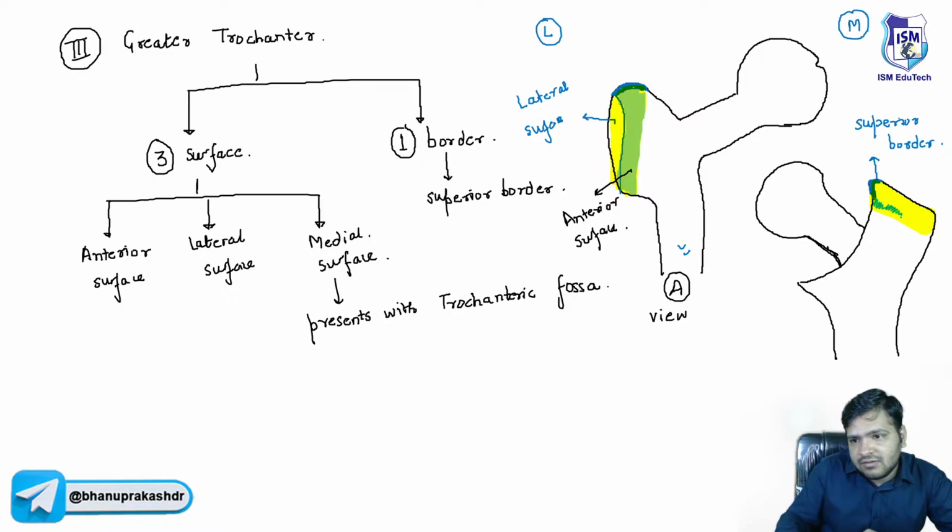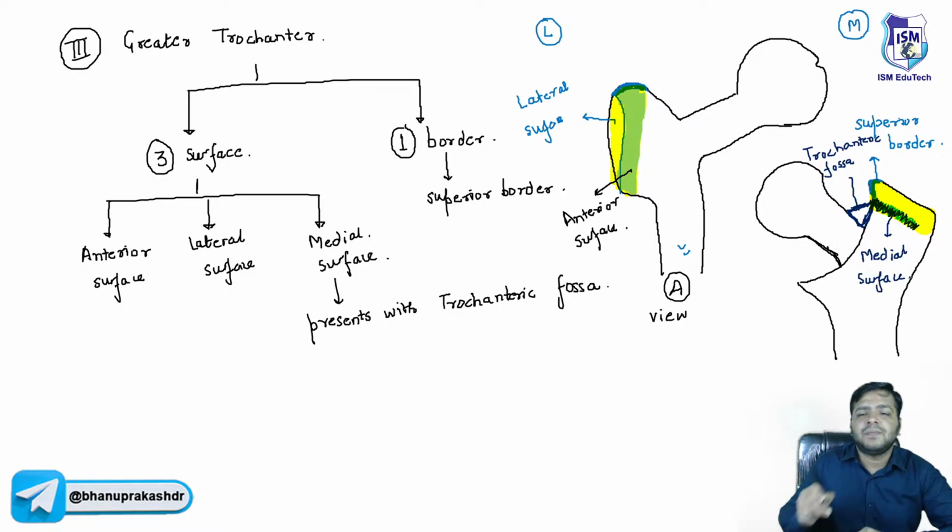So this is the medial surface bit. Let us just draw it with this. Yes, this medial surface is presenting with a fossa, and this fossa, beta, which you can see over here, is called the trochanteric fossa. And this surface is called the medial surface.